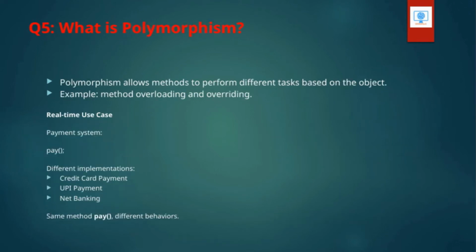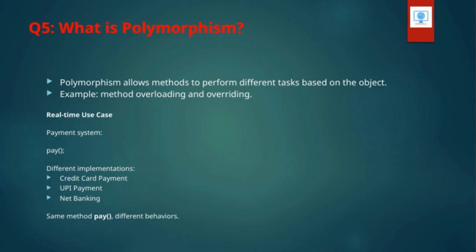Polymorphism allows methods to perform different tasks based on the object calling them. Essentially, the same method name can have different behaviors depending on the context. For example, think about method overloading and overriding. These are two ways polymorphism manifests in programming. Overloading lets us define multiple methods with the same name but different parameters, while overriding involves redefining a method in a subclass to suit a specific need.